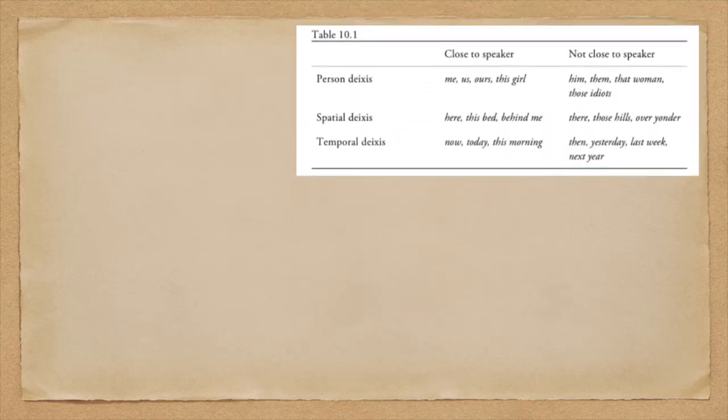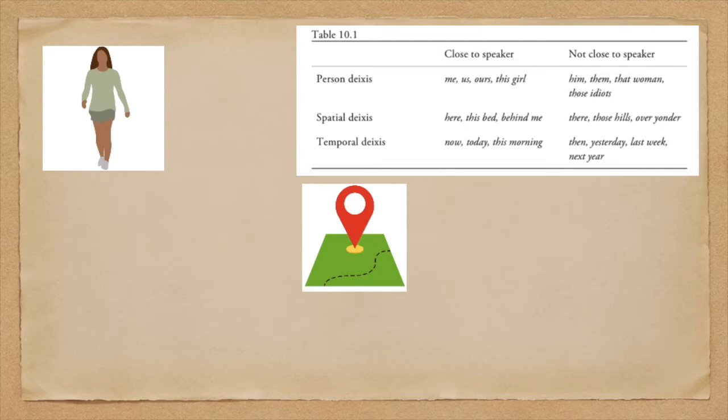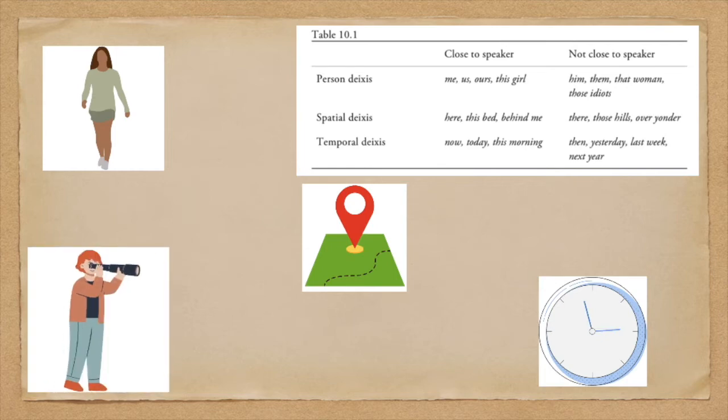As shown in this table, it's divided to two parts, close to speaker and not close to speaker. If you are referring to someone or something that is close to you, you shall say she if you are referring to a person, here if you are referring to a place, and now if you are referring to a time. While if it's not close to you, you shall say her instead of she, there instead of here, and then instead of now.